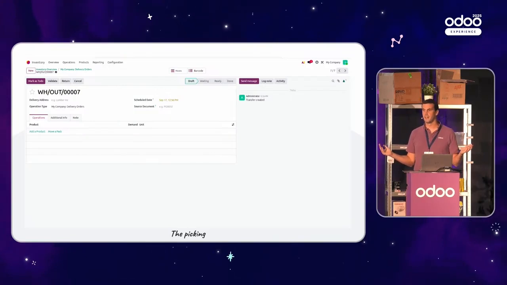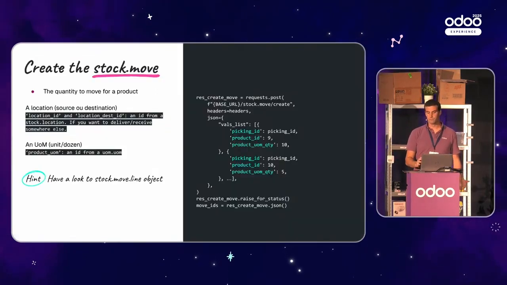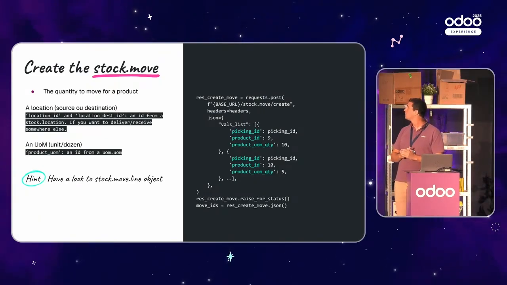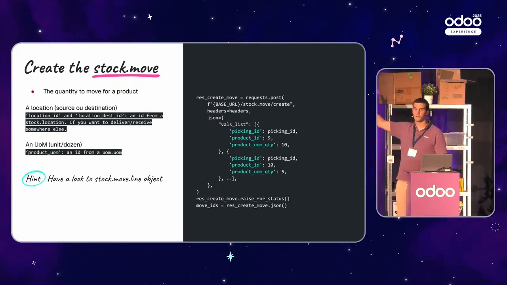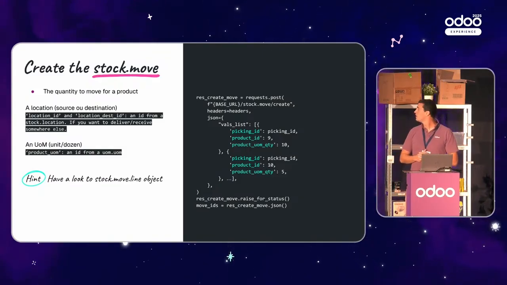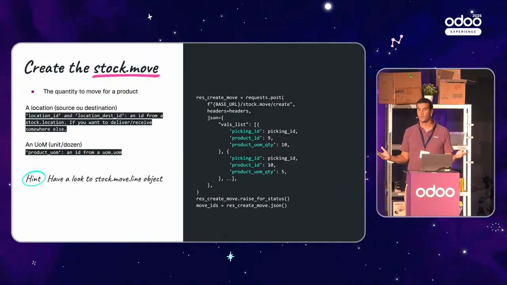We don't have anything inside. So now we have to create the moves. So here it's another API. So this time we call it on the stock move and not the stock picking, but it's the same method, it's the create method. And as argument, we can pass a list of dictionaries.